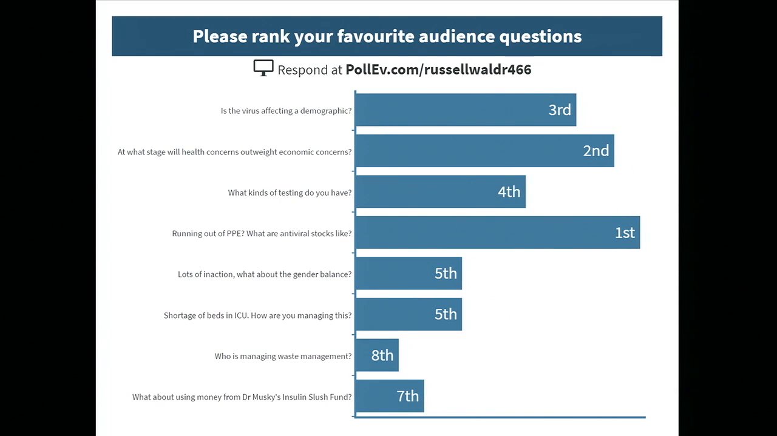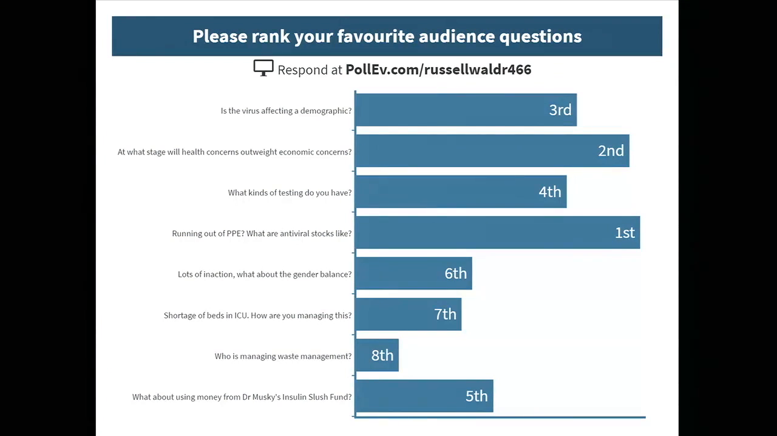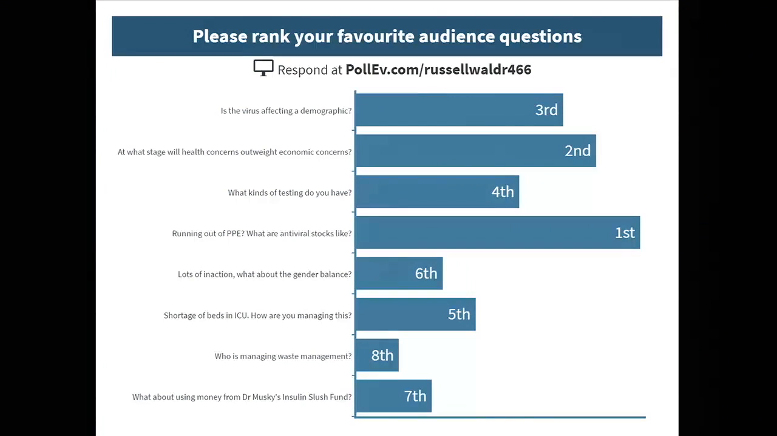So we've got, is the virus affecting a certain demographic? I think that was down the front. At what stage will health concerns outweigh economic concerns? What kind of testing do you have? So that was directed towards Bilski. We're running out of PPE. What's the stockpile of antivirals look like? I think a very popular question to the left was, there's a lot of inaction happening on the panel, so what are you doing about the gender balance?